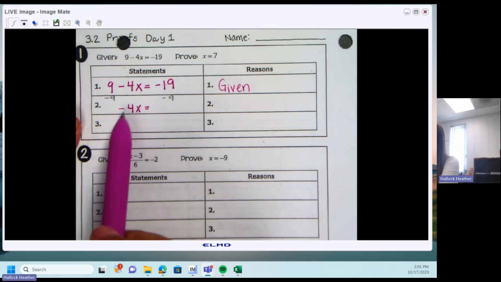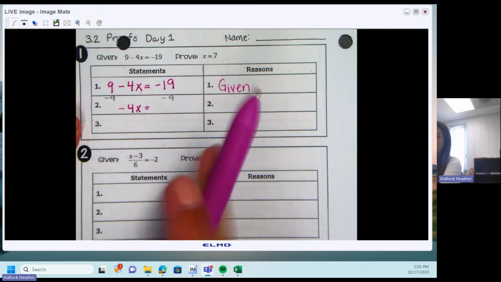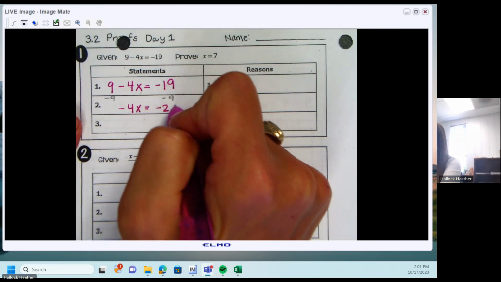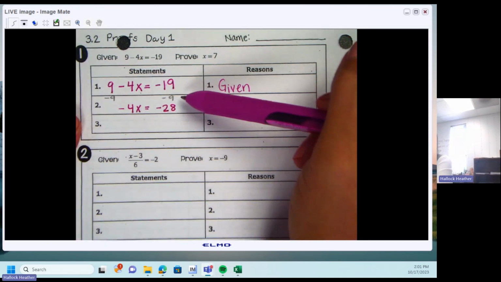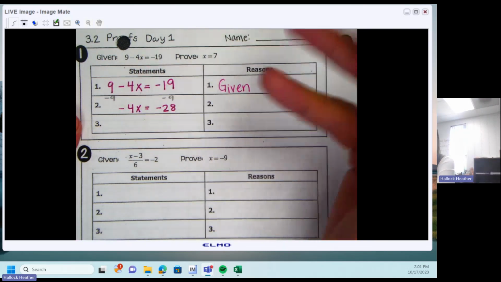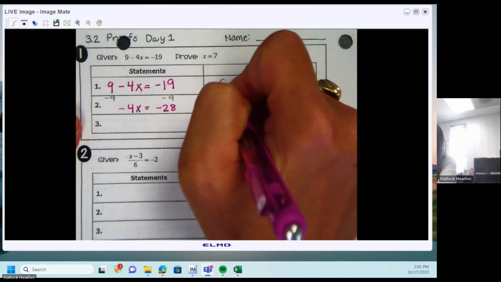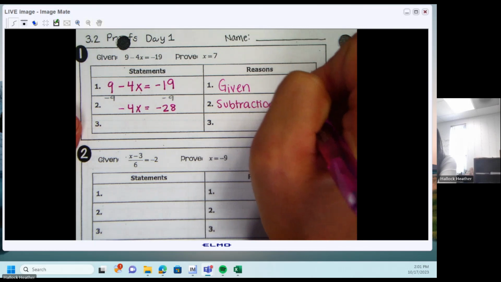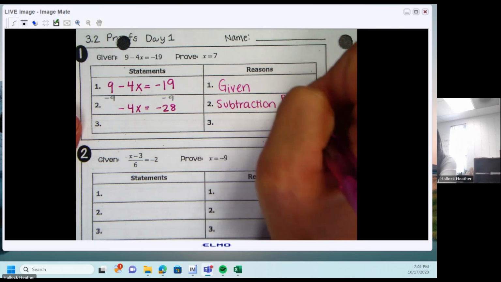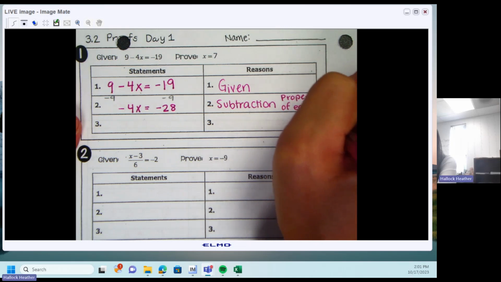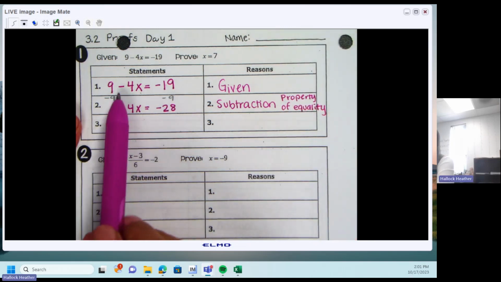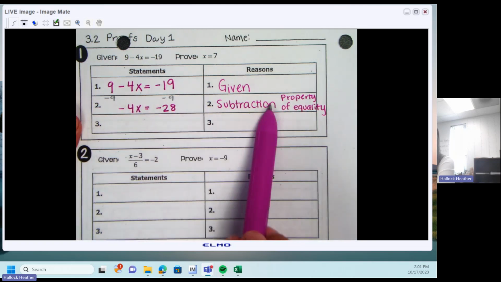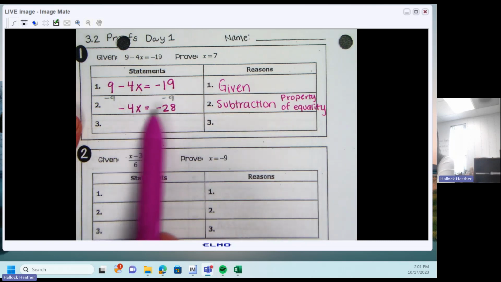So I have -4x. And then if I take -19 and I subtract 9, I get -28. What I did, that step that's not shown, is subtraction property of equality. So when I'm doing something to both sides of the equation and I'm getting something to cancel, it's always a property of equality. In this case, I subtracted 9, so it's subtraction. The next step would be to divide both sides by -4.